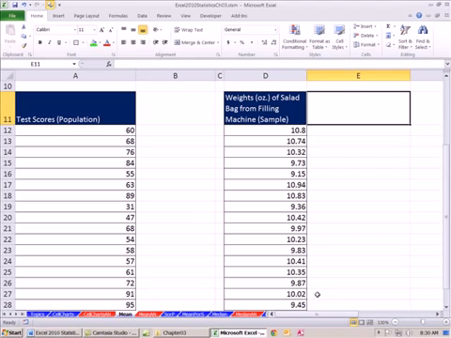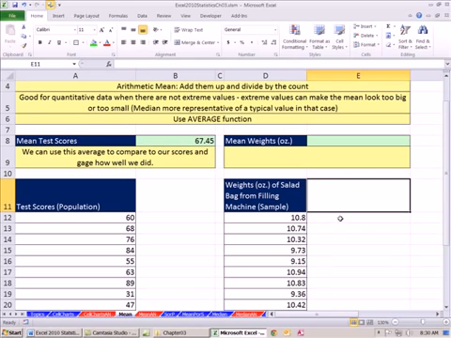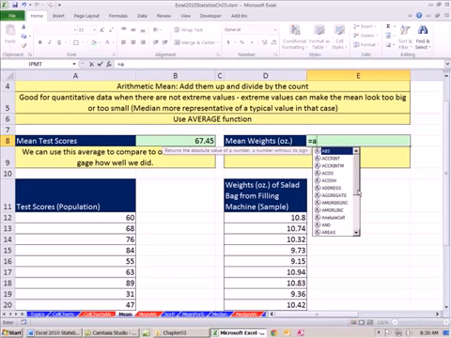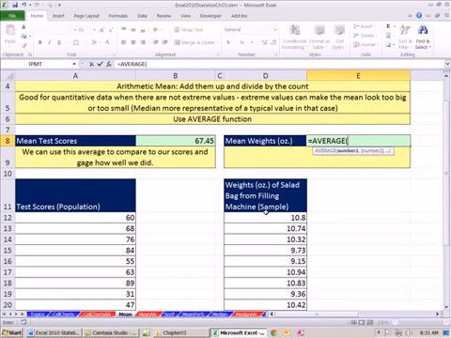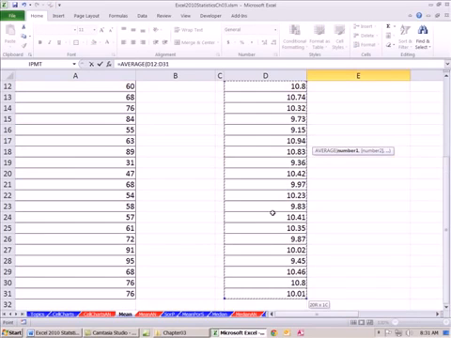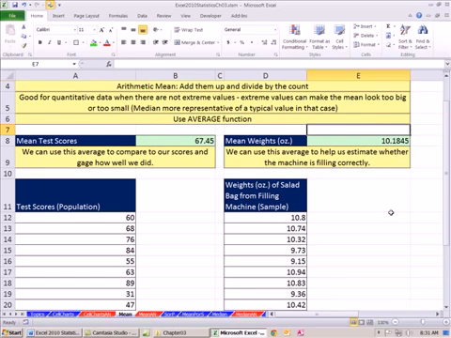Here are all the data points, but we need a single number to help us figure out if the machine is filling accurately. So we'll use an average. Remember, an average is a typical value. We're going to have one value that represents all the data points. 10.1845. We can use this average to help us estimate whether the machine is filling correctly. And in chapters 7 to 9, we'll see how to use hypothesis testing to do that.